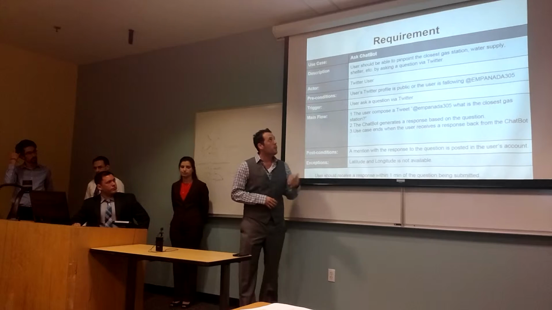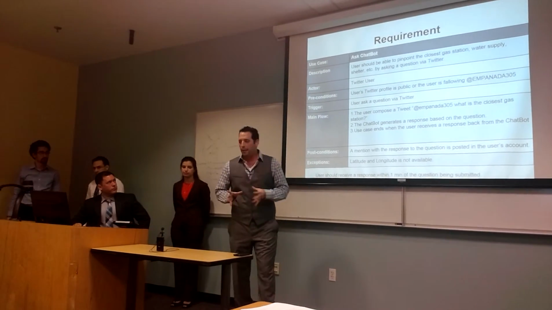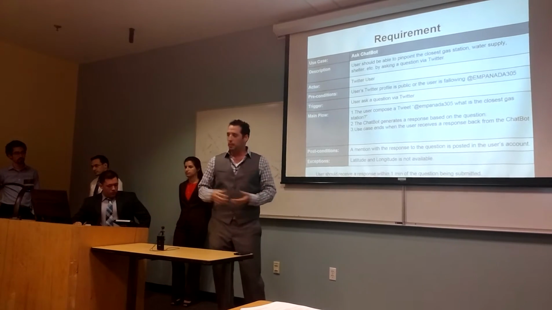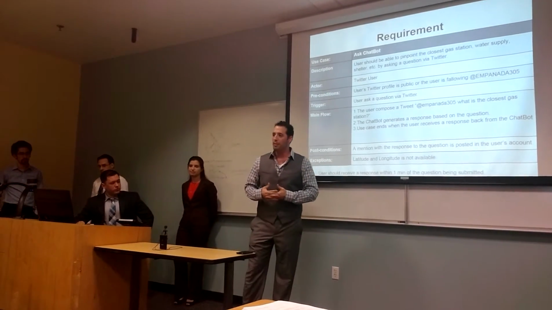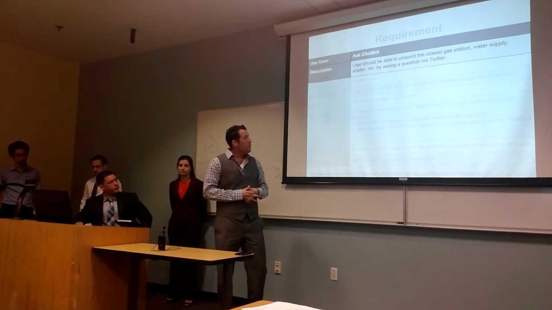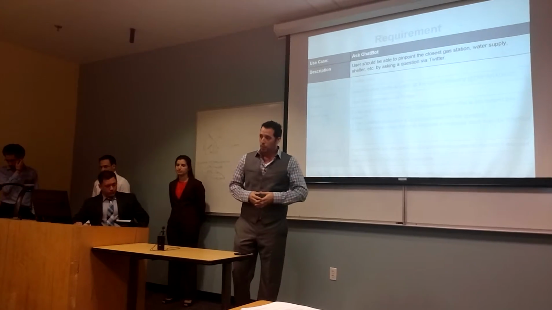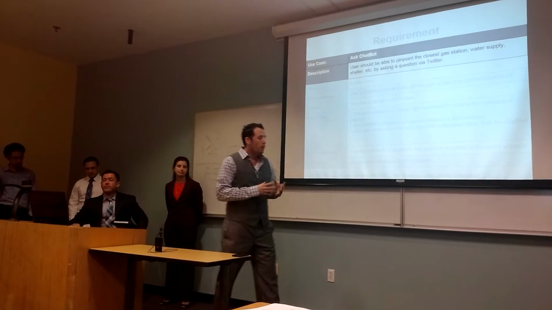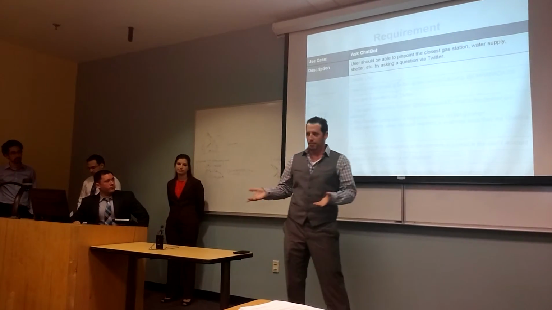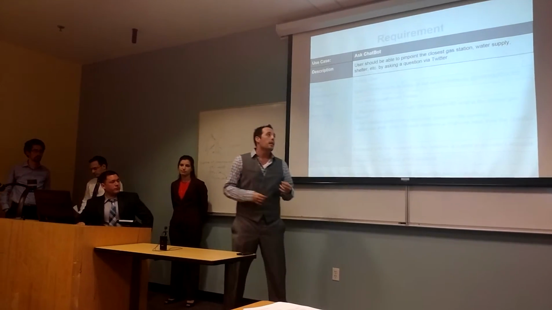The next use case that we have is the chatbot. What the chatbot does, like I said before, is you ask a question on Twitter and you get a response based on whatever information we have in our database. Now, the description for this use case is that the user should be able to pinpoint the closest gas station, water supplies, or shelters around his or her location.